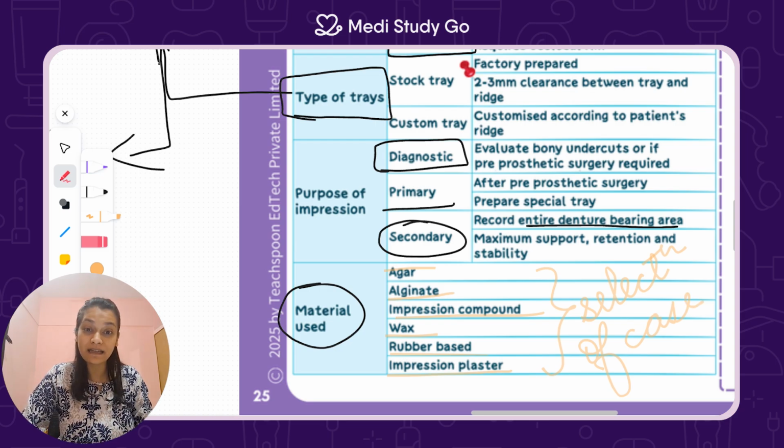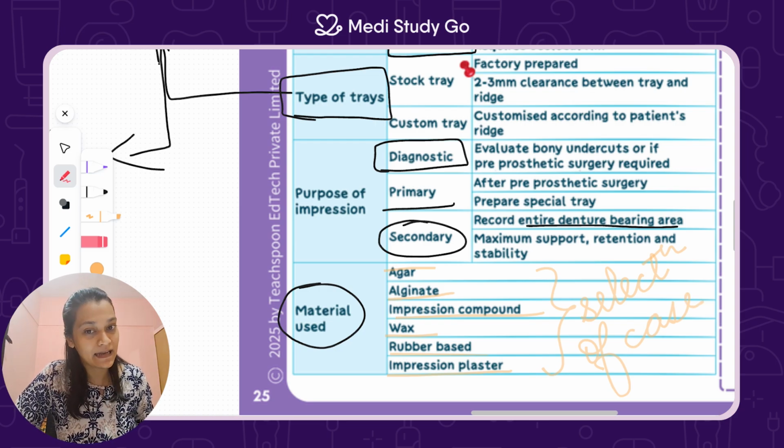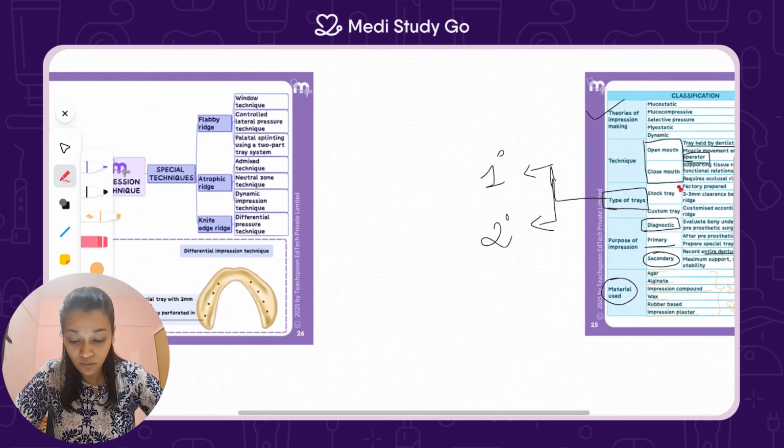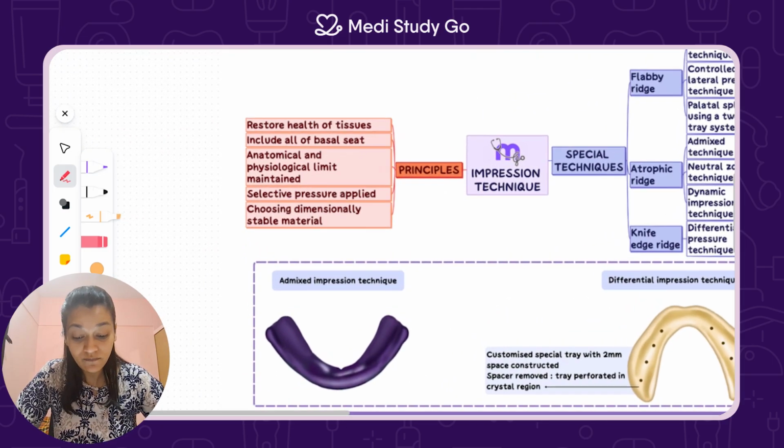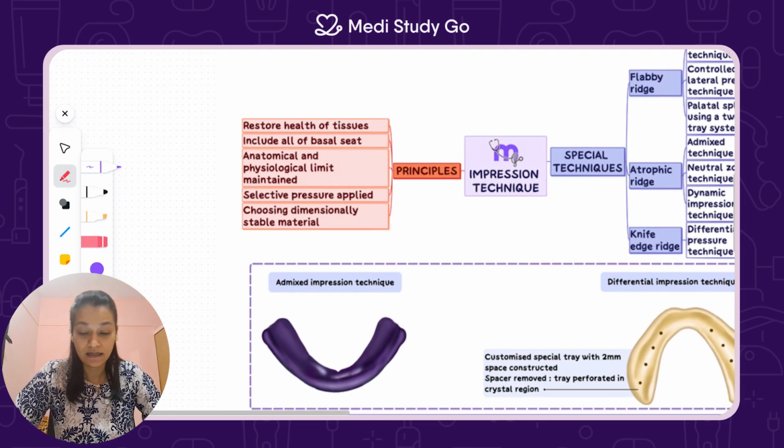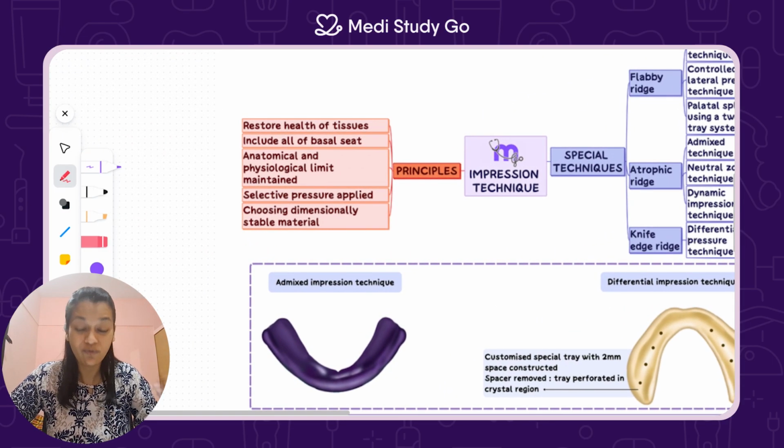Because every material has its specific indication. Now we'll go to the principles of impression technique. Why do we want to make an impression? Correct?